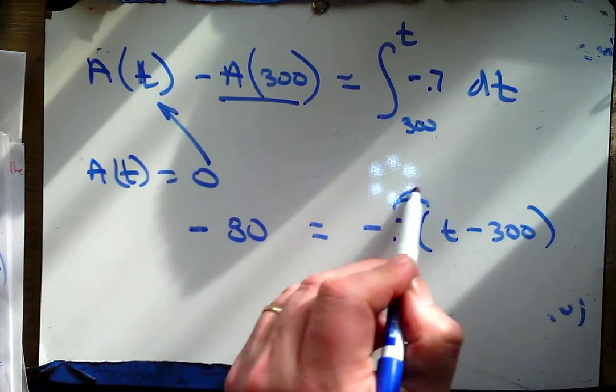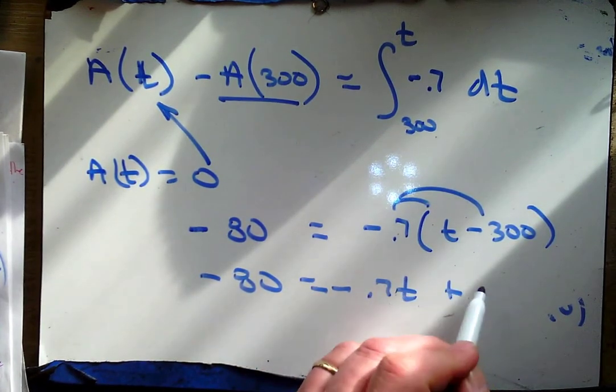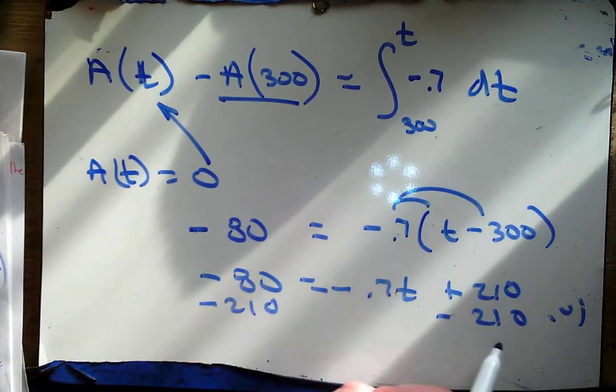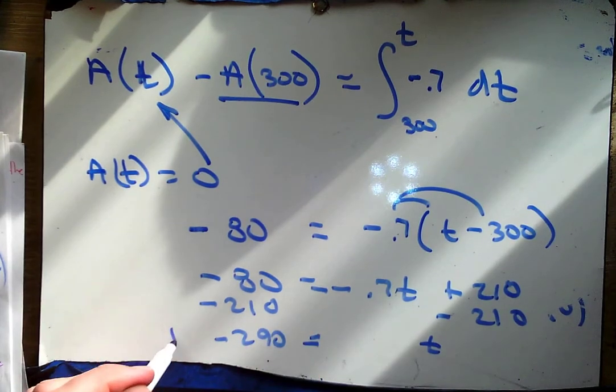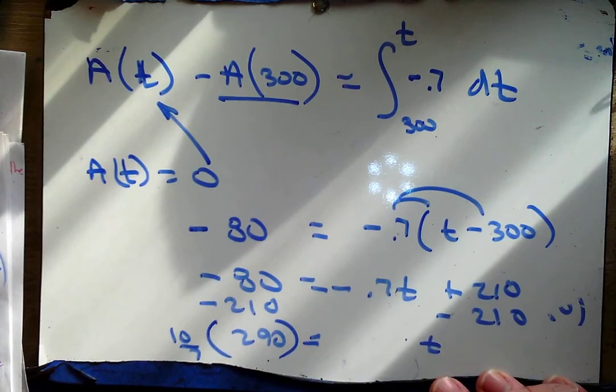Okay, negative 80 equals negative 0.7 t plus 210. I'm going to subtract 210 from both sides. And I'm going to get negative 0.7 t equals negative 290. And if I divide both sides by 7/10 or multiply by 10 sevenths, negative times negative gives me positive. It looks like 2900 over 7. I wonder if I have a small mistake there. But that tells me when there would be no people in line.